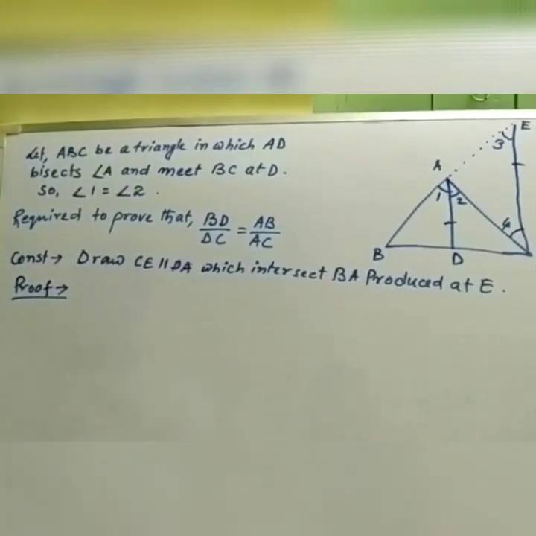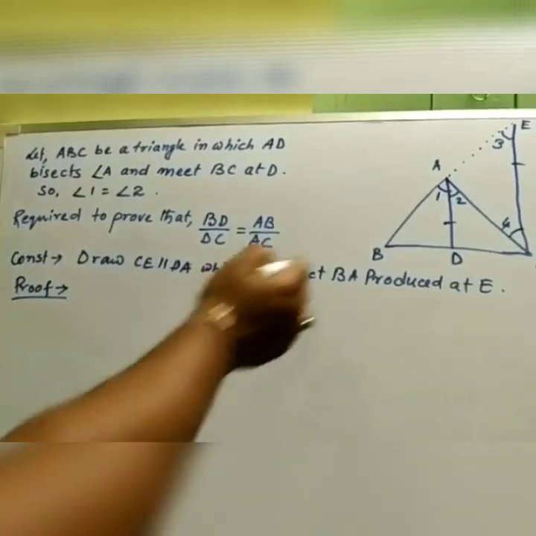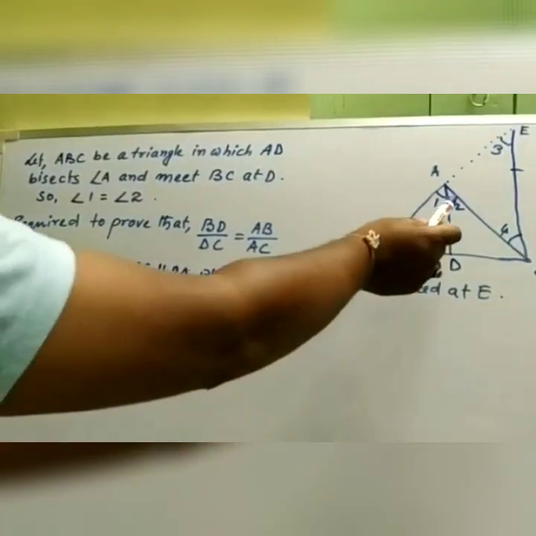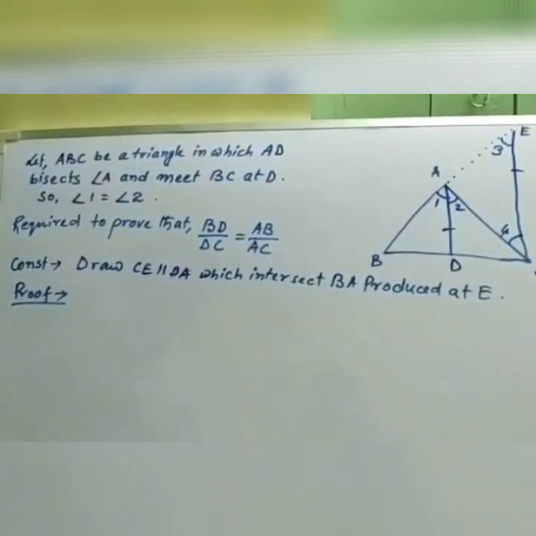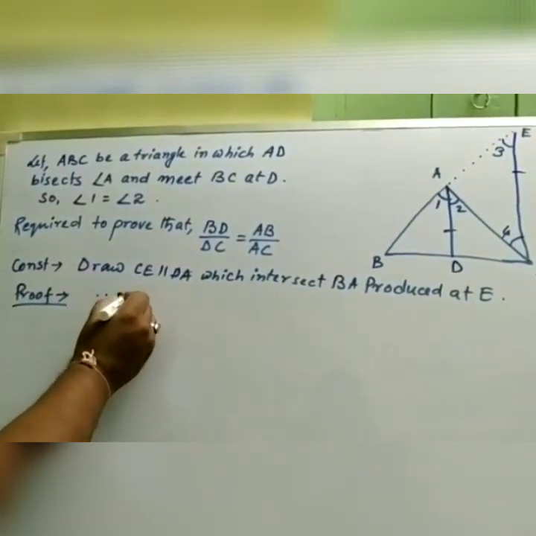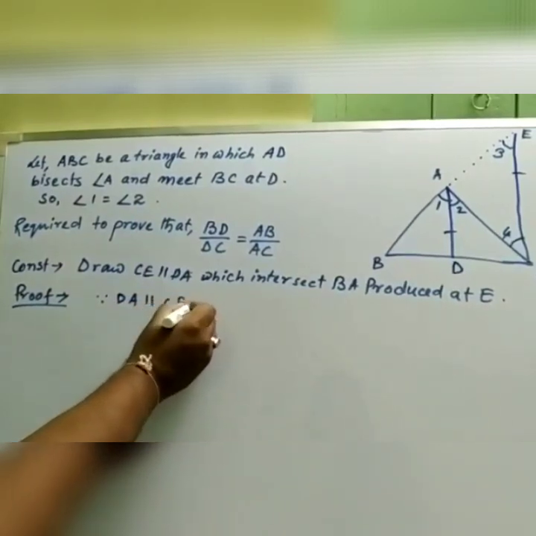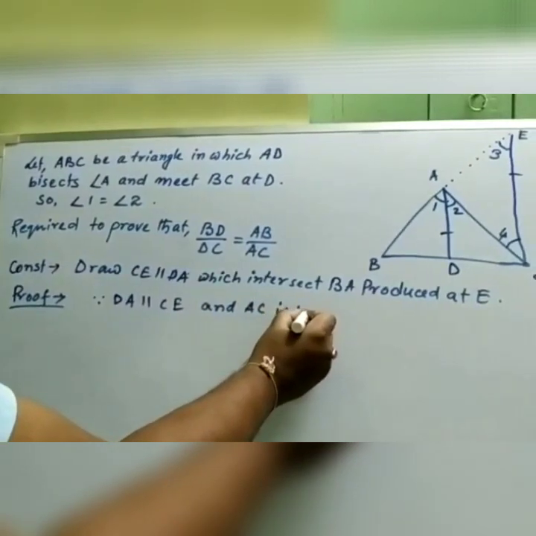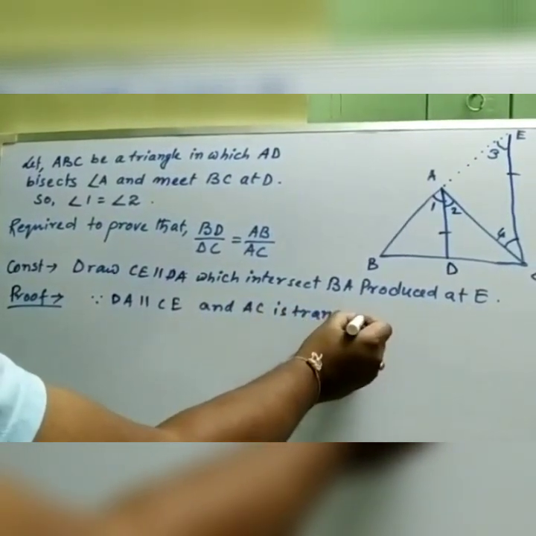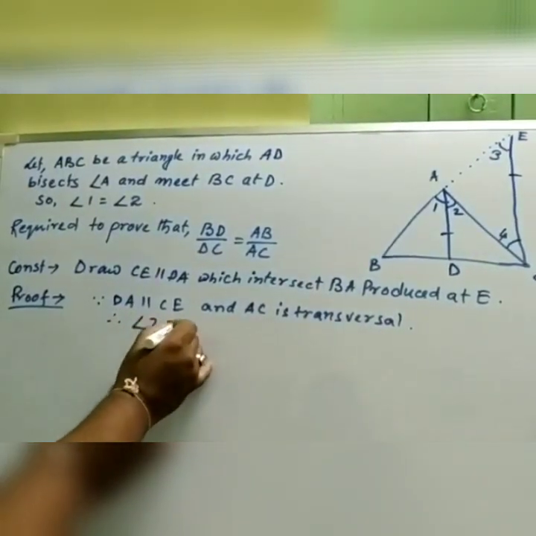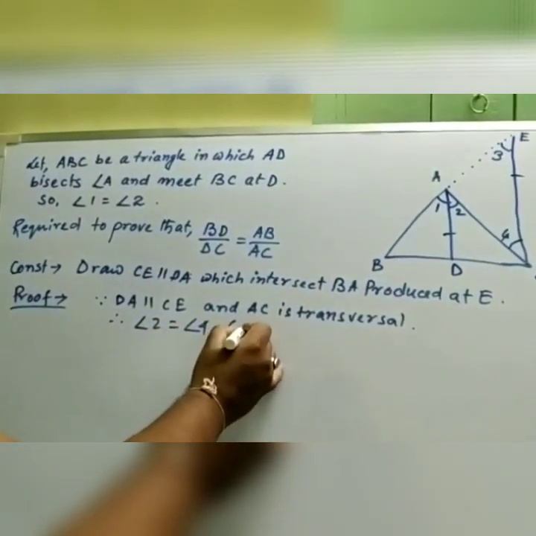How to prove that? You can see from the construction that DA and CE are parallel and AC is a transversal. If that is a transversal, then angle 2 and angle 4 will be alternate angles and they will be equal. So we are writing: since DA is parallel to CE and AC is a transversal, therefore angle 2 equals angle 4. They are alternate angles.